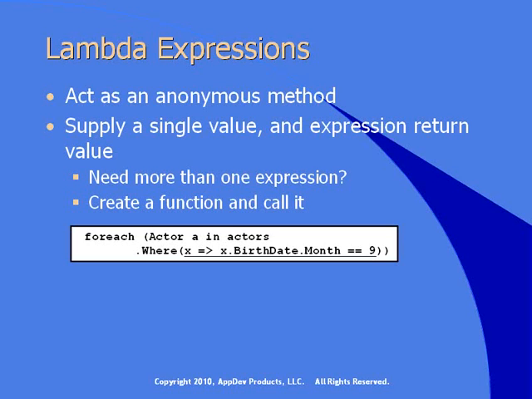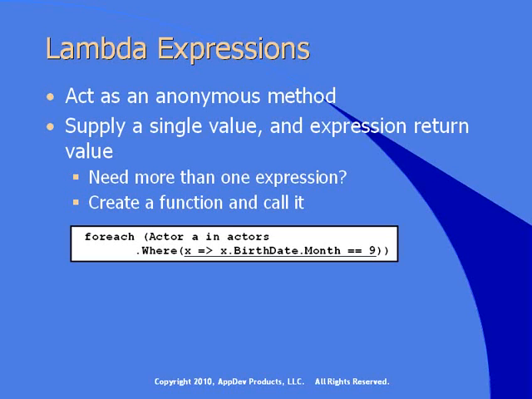But you only want to do that for actors whose birth date is in September. You might write code like this to do it. You could say for each actor A in actors, of course you could have said var A in actors, either one's fine, but it's actors.where because we're now calling a method of that actors collection, which is based on the query base class, and we need to specify a parameter for that where method.